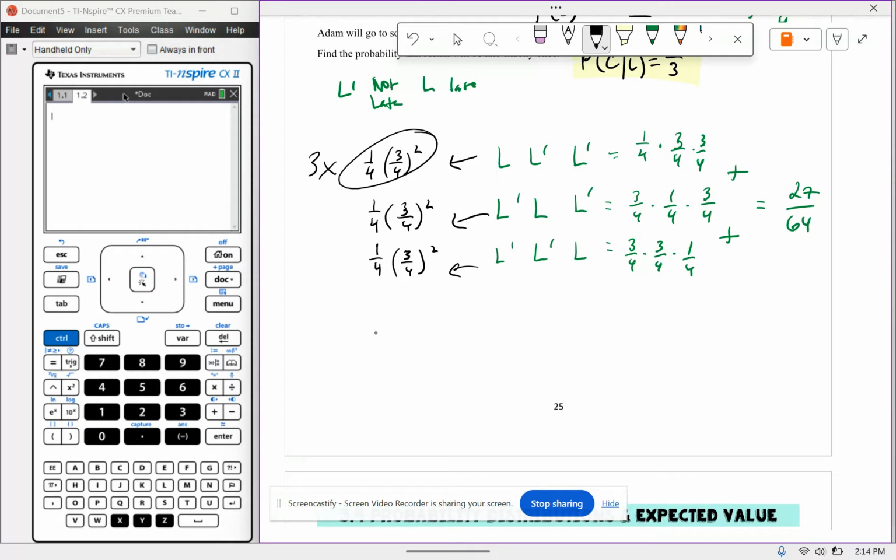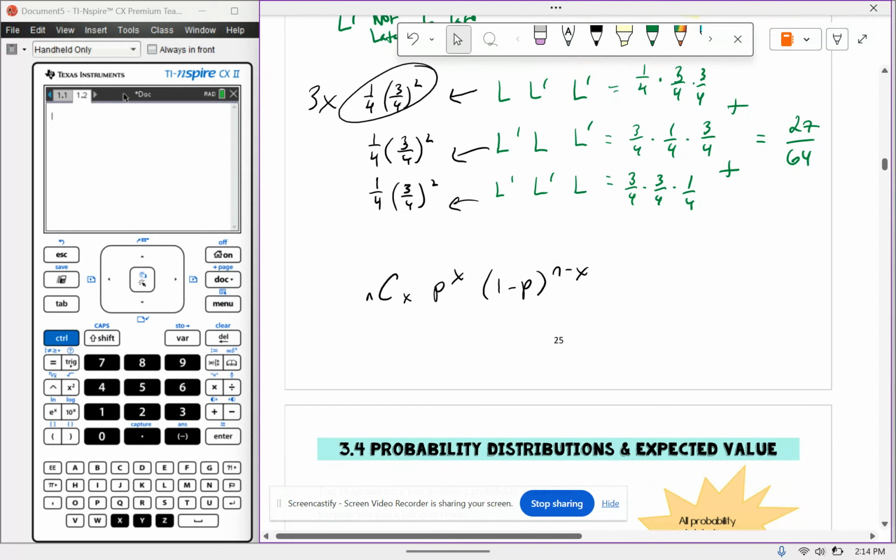You could. Enter your favorite friend. What does this look like? What does that look like? nCr. It looks like nCr, like binomial expansion. This is a binomial probability distribution. You don't need to know this yet, but I thought it was too cool not to share.